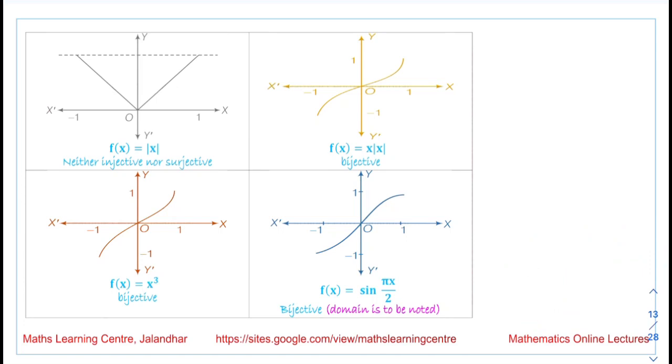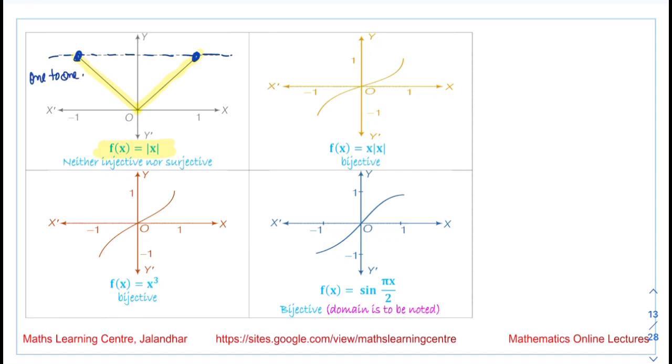Now next, we have given some examples of functions along with their graphs to check whether these functions are bijective or not. The first function given to us is f(x) = |x|. We have drawn the graph of |x|, which we already know. We have drawn a line parallel to the x-axis, and we can see that this line intersects the graph at 2 points. It means this function is not a one-to-one function.